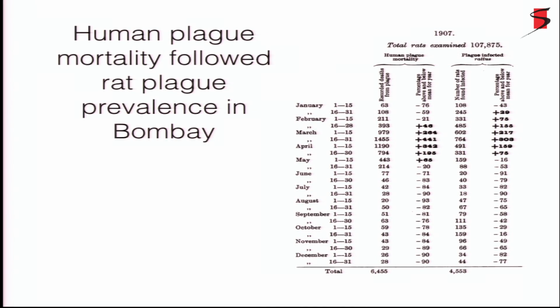So this is human plague mortality, and this is the demonstration that human plague mortality followed rat prevalence in Bombay. I don't want to ask you to read these numbers, but the general point is they're recording deaths from plague, and they're recording the percentage above and below mean for the year. So this is getting to the seasonality question. Here we have the number of rats found infected, and here we have the percentages above and below the mean for the year.